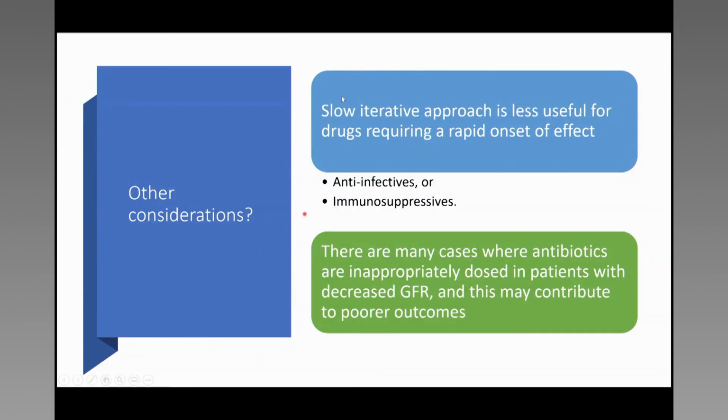Other considerations, a slow iterative approach that I mentioned before, start low and go slow, doesn't work for all drugs. So for immunosuppressives or anti-infectives, we want the drug effect now. And we need as soon as possible to be able to preserve organs, preserve life, and to prevent toxicity. And we know that many cases whereby antibiotics have been inappropriately dosed to patients with impaired GFR, largely because of uncertainty about the best way to dose. So for some of these drugs, underdosing may be as bad as overdosing. And this is where therapeutic drug monitoring has a very clear role, as I'm sure everyone is aware.